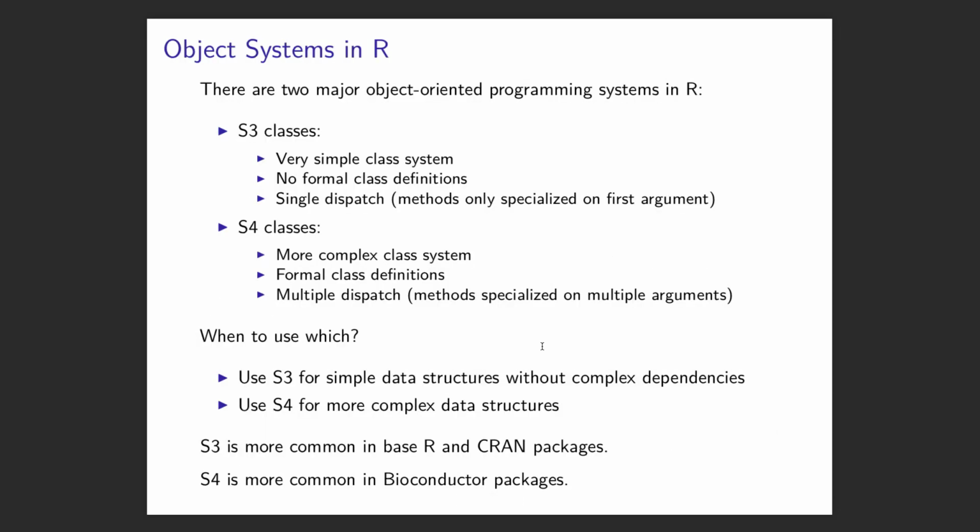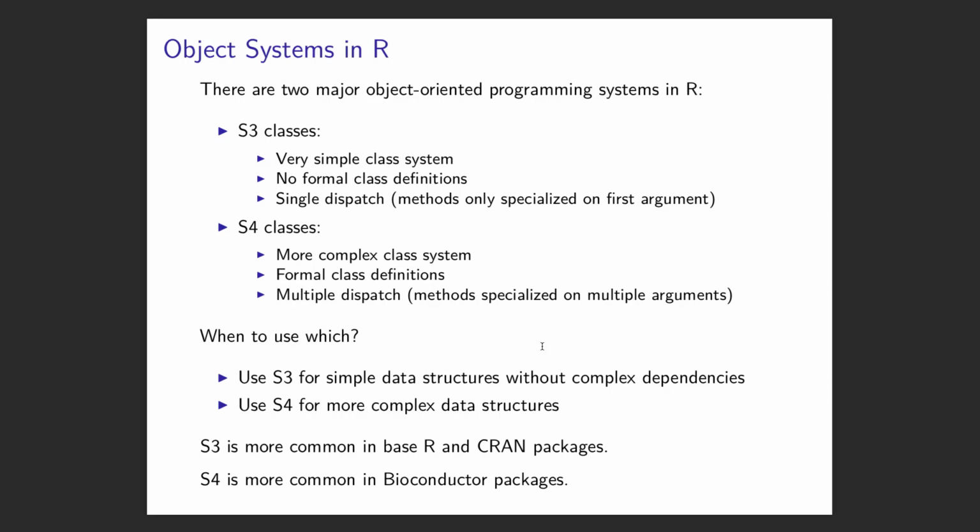All right. Okay, so one of the more complicated parts about object-oriented programming in R is that there are actually multiple ways to do it. There are two commonly used object-oriented programming systems in R. There's S3, which is a simpler class system. It resembles the way that Python approaches object-oriented programming. It doesn't really have formal class definitions, and it's also single dispatch, which means that methods can only specialize on their first argument. They can't be specialized on any other arguments.